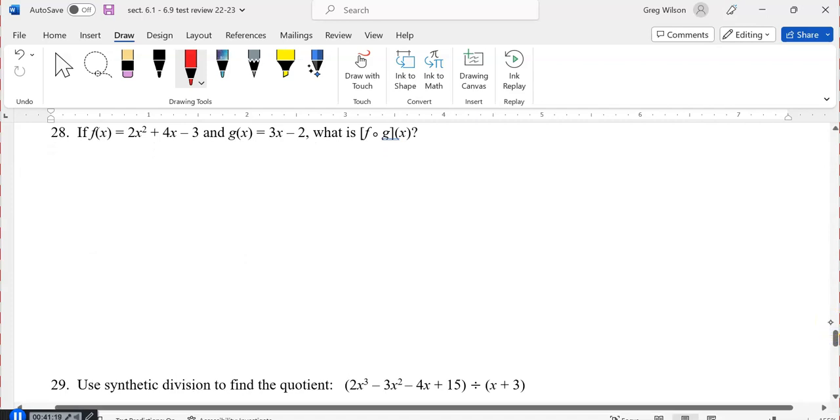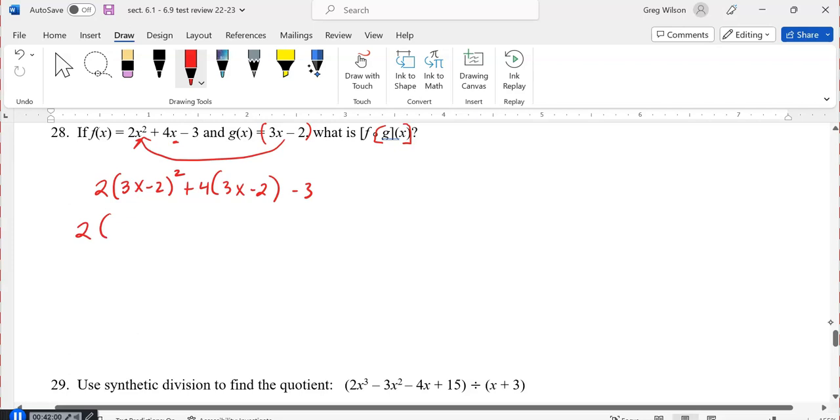Okay, a little review of composite functions. So the way this is written, I'm going to take the g function, which is 3x minus 2, and it's going to become an input into the f function. All right, so it's going to look like this. Wherever I see x in this f function, I'm going to replace it with 3x minus 2. So replace that one. Now I'm going to replace this one. And now I'm just going to simplify.